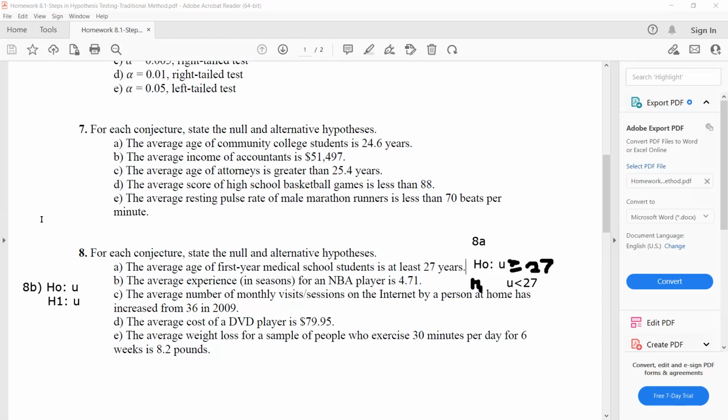What we're doing right now is writing statistical hypotheses, okay? And I need to know what symbol goes in here. "Is" means equal, right? Is means equals. So here, this is mu equals 4.71.